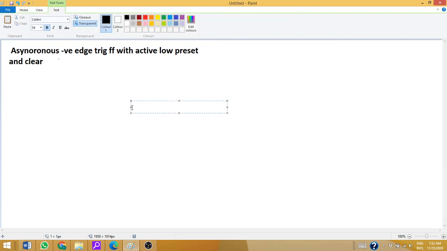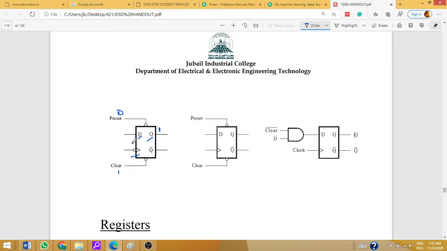In short, Shabab, see, asynchronous means not depending upon clock. So this is an asynchronous flip flop. Why are we saying it is asynchronous? Because here it is not depending upon clock, it is outside the clock.